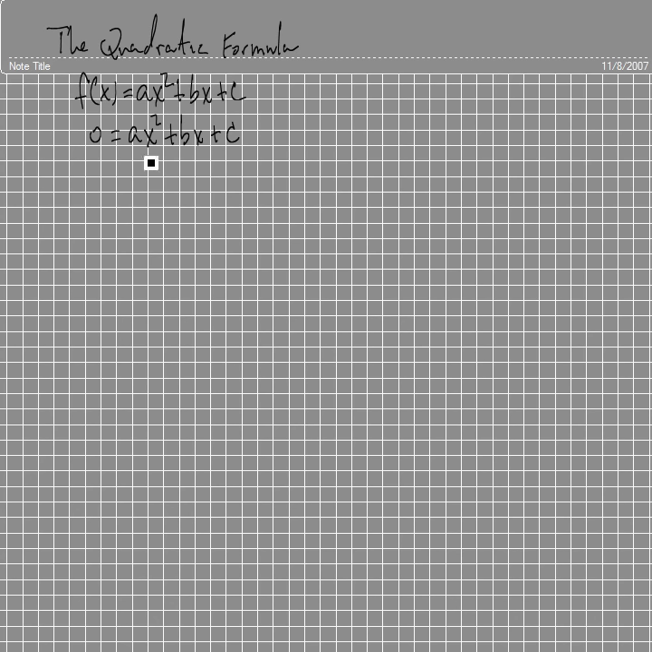Remember, for completing the square, we need a monic polynomial, so we must divide everything in the equation by the leading coefficient. This is what a monic polynomial is. It's a polynomial whose leading coefficient is 1. We end up with this equation. Now we need the constant coefficient out of the way, so we subtract it.